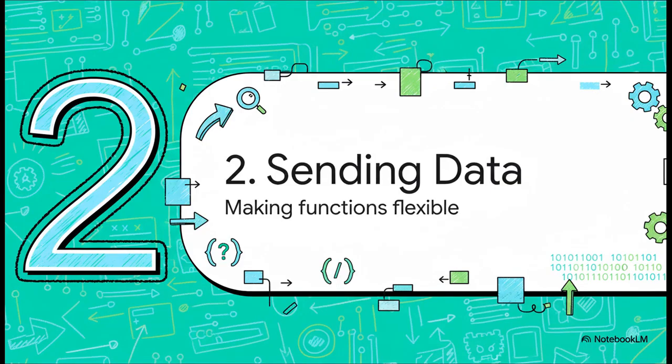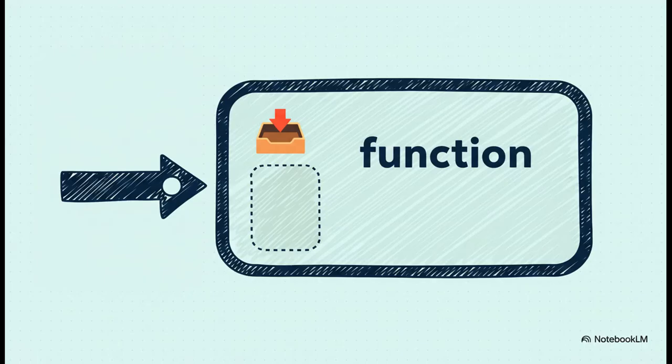Okay, so that's pretty cool, but functions that do the exact same thing every time have their limits. What if we want to make them more flexible? Well, we can, by sending data into them when we call them. To get this, you just need to know 2 key terms. An argument is the actual data you send in, like the word bro here, and the parameter is the placeholder variable inside the function that catches it. Think of it like this. The argument is the ball you throw, and the parameter is the glove that catches it.